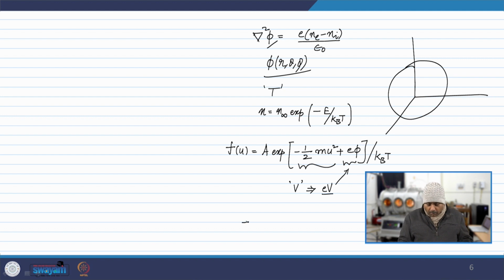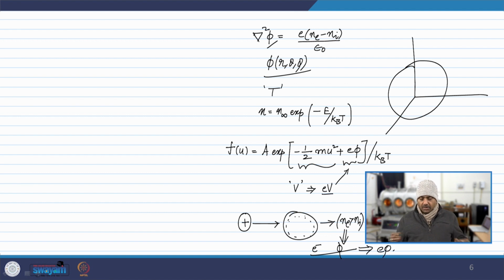Now there is a positive charge. Just a quick recap. There is a cloud of electrons around this positive charge. Within this cloud, the number of electrons is greater than the number of ions, which creates a potential, and the electron obviously sees this potential and gets an energy e phi. So this is the full picture, right. These are the ingredients that we have in this particular recipe. So, if we want to understand what happens in totality, we should account for each of these. We cannot neglect any of these and find an expression, right?